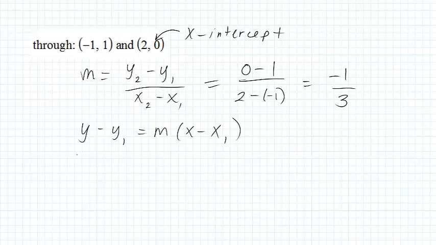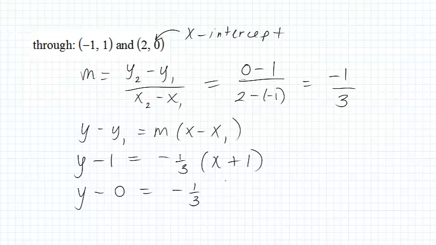If I use the first one, this is going to look like y minus 1 equals negative 1/3 times x plus 1. And if I use the second point, I would have y minus 0 equals negative 1/3 times x minus 2. Both of these options are correct to answer this problem. I want you to think about why. Why are these both correct answers?